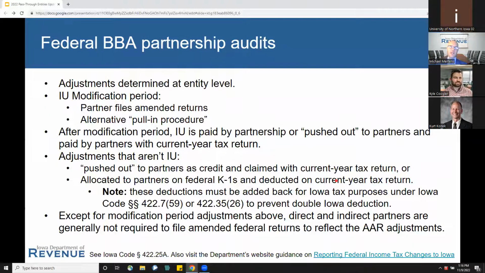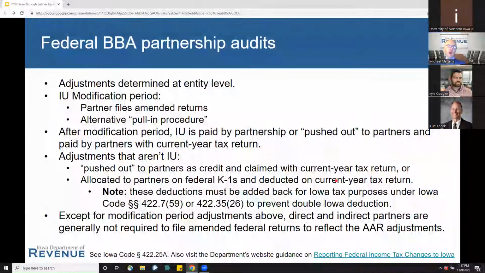What this modification period really does is pull out some partners' tax adjustments from the partnership. Those partners pay the tax they owe, and then those amounts are removed from the imputed underpayment that the IRS calculated. After that modification period is done, the imputed underpayment, if there is one, is either paid by the partnership or it's pushed out to its partners, and those partners pay those amounts with their current year tax return.